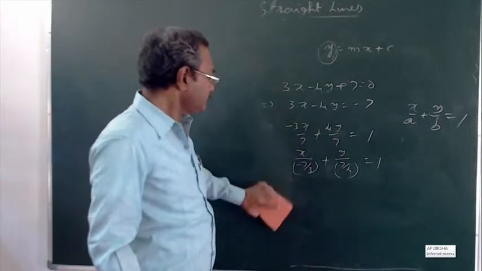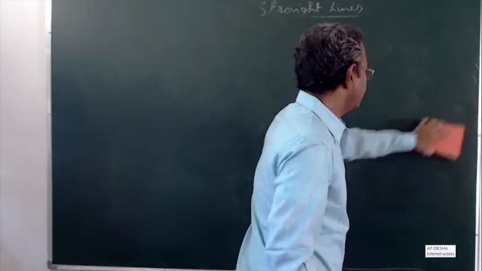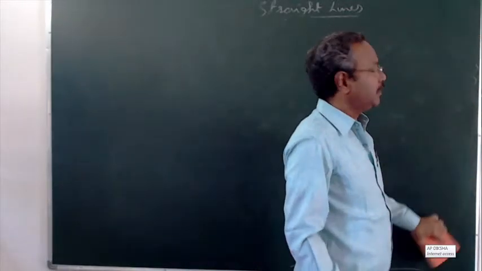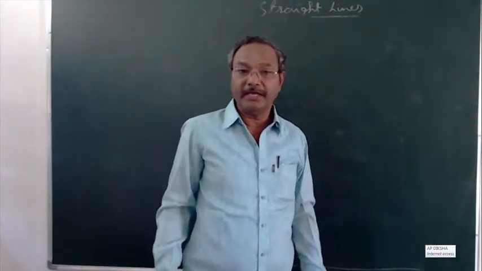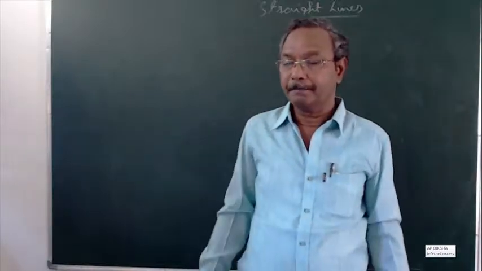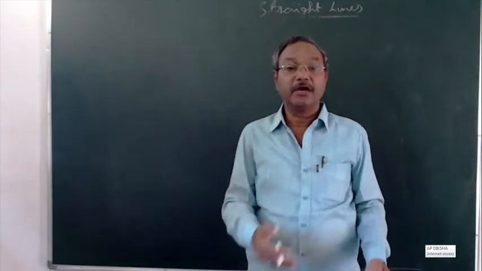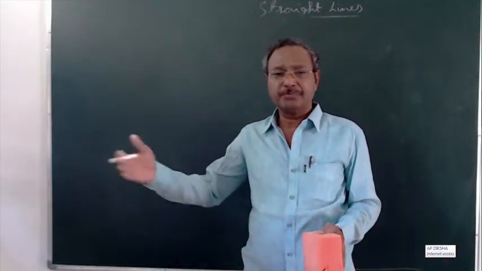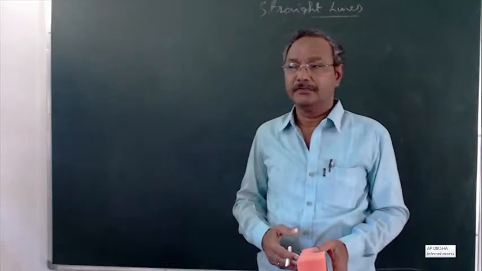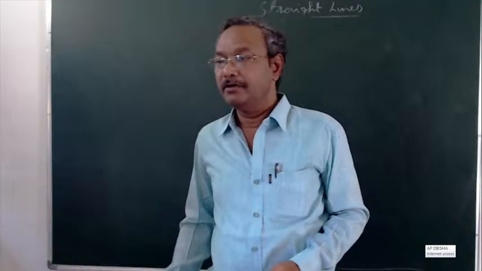Okay. Now, let's discuss something about the collinearity of the points. What do you mean by collinear points? Collinear means they exist on the same straight line. They coexist on the same straight line. Linear corresponds to line. So collinear points means the points on the same straight line.